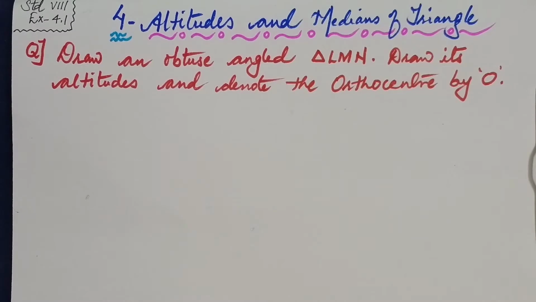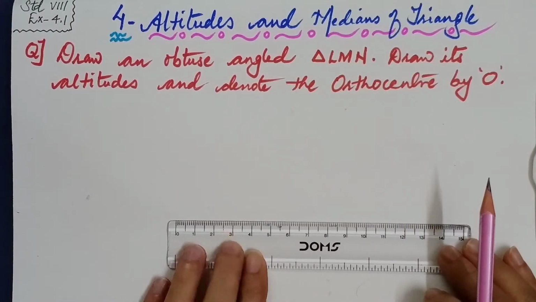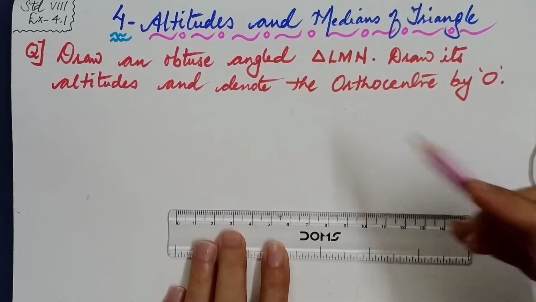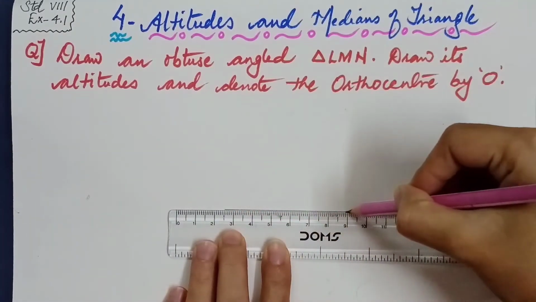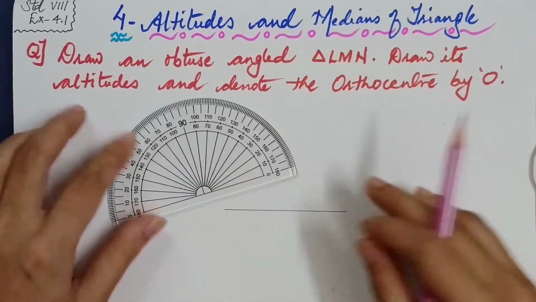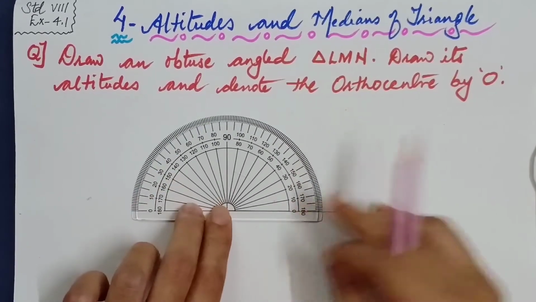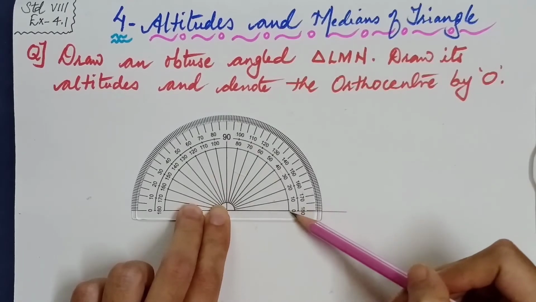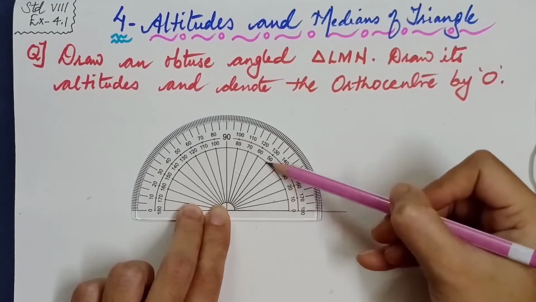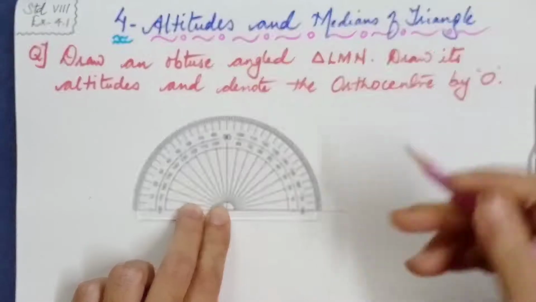Let us say we are going to make the obtuse angle triangle with the measure 110. So let us first draw the base. Let us take a base of any measurement. Now, we'll keep the protractor at one of the ends and we'll measure 110 degrees. Since the line is touching at this 0, we are going to start counting from this 0. 0, 10, 20, 30, 40, 50, 60, 70, 80, 90, 100, 110. Let us take the angle 110.